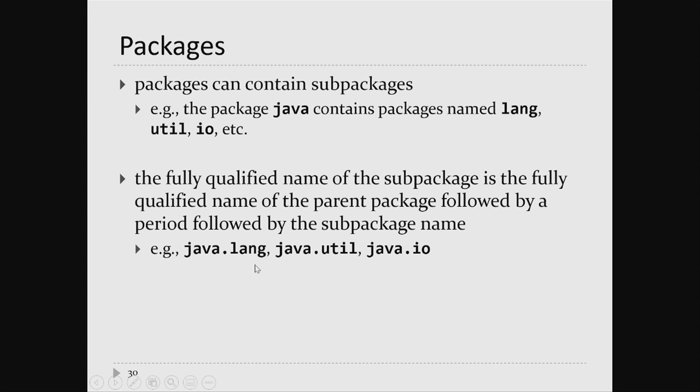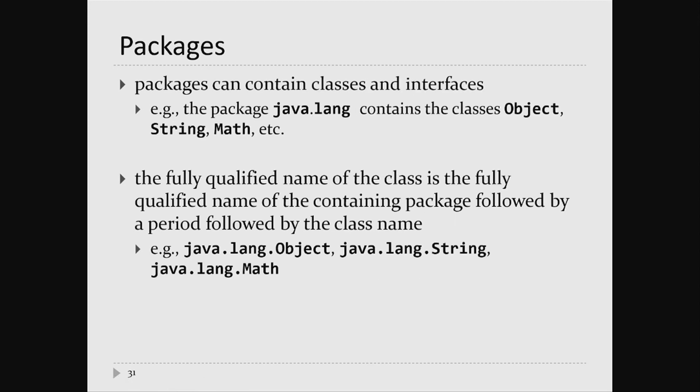So the full name of a package, we say the fully qualified name, is just all of the packages stuck together with periods. So the full name of lang is actually java.lang. The full name of util is actually java.util. And the full name of io is actually java.io. Inside a package, you can have classes and interfaces. So you can have packages inside of packages, you can have classes inside of packages, and you can have interfaces inside of packages.